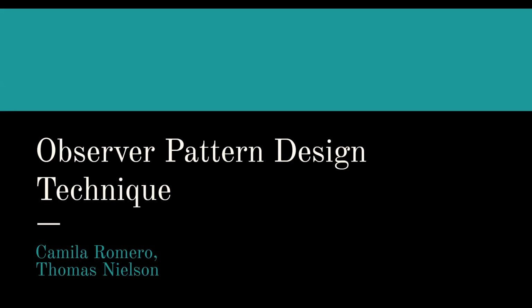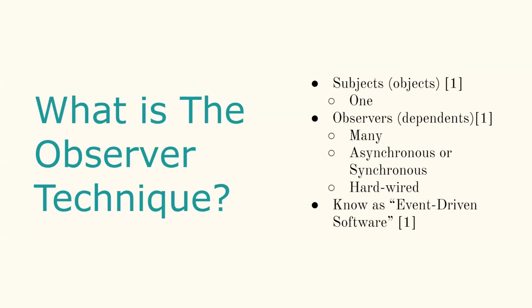So the very first thing is, what is an observer technique? The observer is basically two things. You have a subject or an object, which is one thing. It's one entity, and then you have the observer or the dependence. There are usually many objects that observers can see or interact with when there's only one subject or class that is being worked upon.